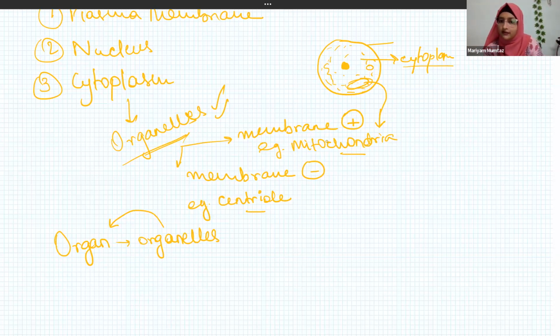Rima, you have to understand that mitochondria is an organelle that is present in the cell. In the same way, centriole is also an organelle present in the cell. What is the difference between them? If this is the structure of mitochondria, then it has a membrane on it, a covering on it. But centrioles do not have a membrane. That is the only difference.